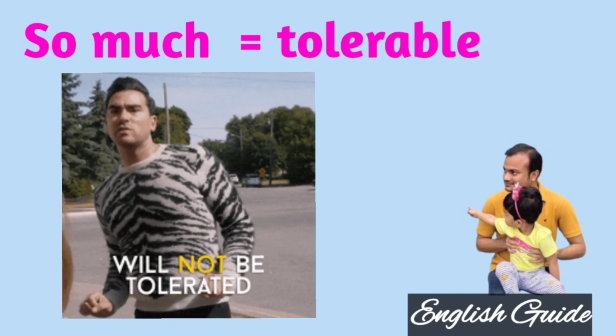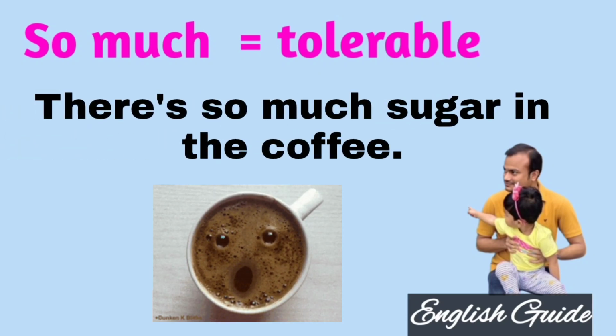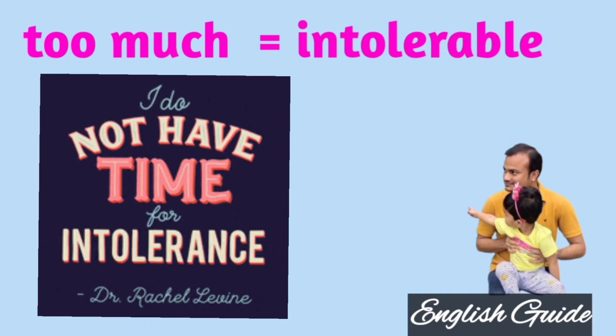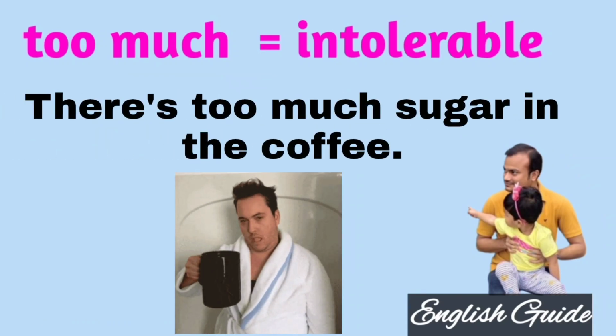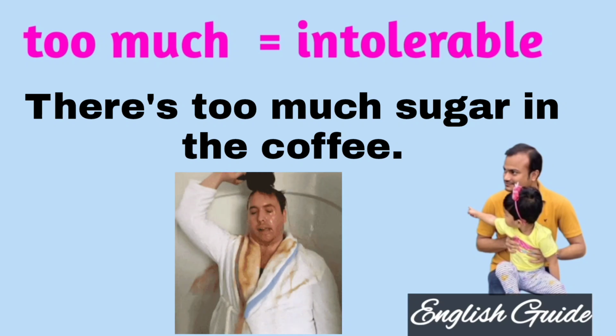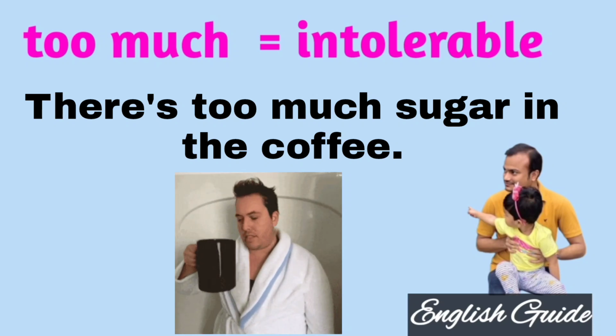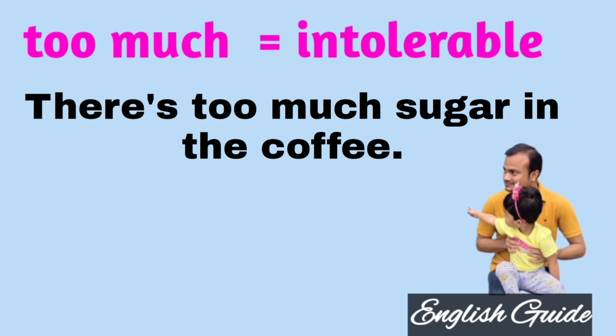So we all know or we use "so much" or "too much". Do we really know the meaning of "so much"? "So much" we can only use when we mean to say something we can tolerate. Example, there is so much sugar in the coffee, which we can tolerate, but "too much" is just the opposite of "so much". That means something which you cannot tolerate at all. Example, there is too much sugar in the coffee, which we cannot tolerate. So we should keep in mind when to use "so much" and when to use "too much". I think now we are clear on this.